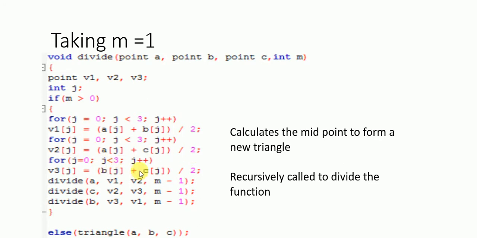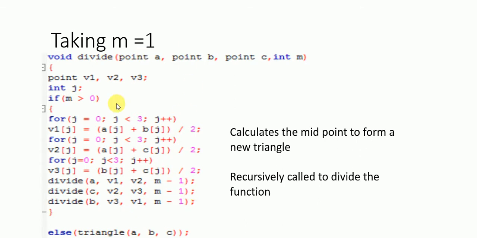Again, this is the midpoint of it. So each midpoint is calculated, and if M is equal to 1, it will further divide again. If M is more than 1 and it divides further, that means it goes for recursion. Equal to 1 or greater than 1, it goes for recursion. So this is how recursion works.